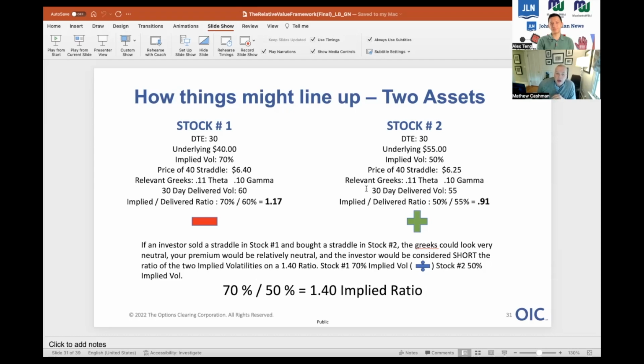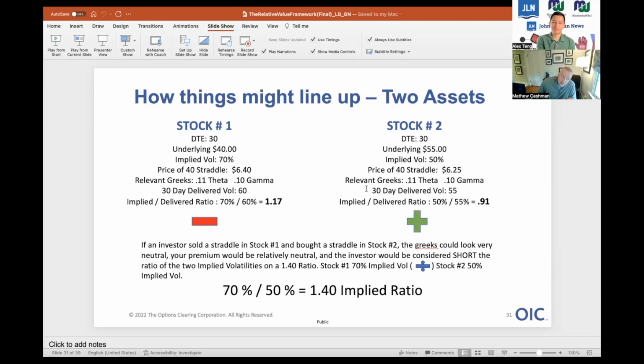Generally speaking, all other factors being equal, a relative value trader is going to look at this and say, I want to be short the 117 ratio and I want to be long the 91 ratio. Look at what it looks like at the bottom. If an investor sold a straddle in stock one and bought a straddle in stock two, it's important that people understand this involves two separate option trades, but what it creates is something that I referenced earlier, which is what we call embedded optionality or embedded Greeks, embedded gamma.